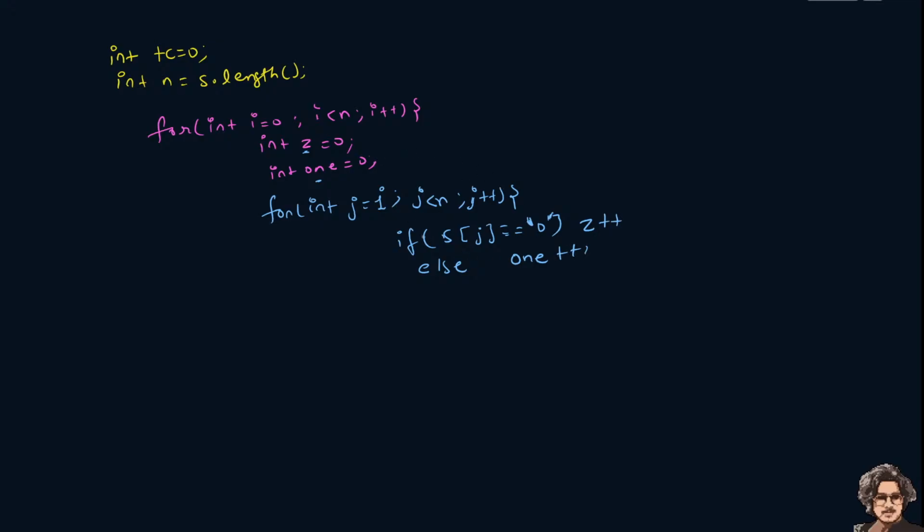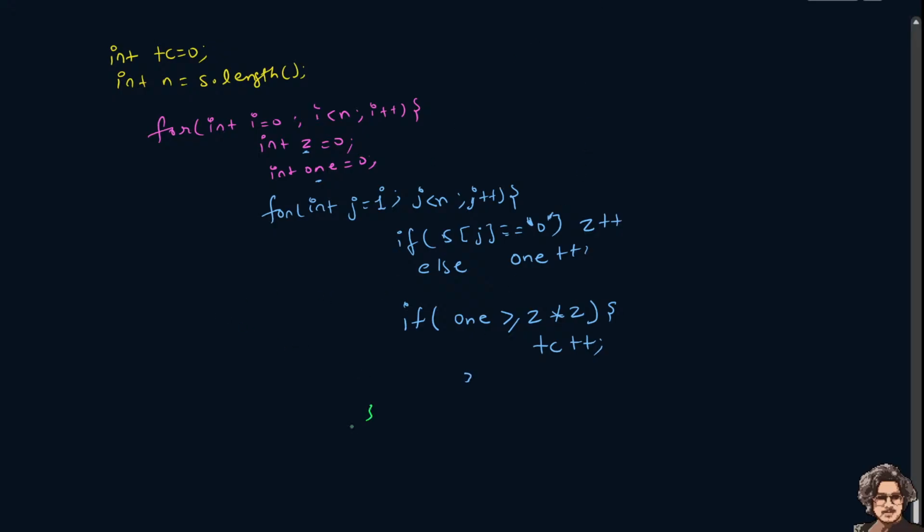Now we have to check the condition. If ones is greater than or equal to zeros squared. We can't write a square like that in C++ code, so for that we do zeros multiplied by zeros, this is also a square. If the condition is satisfied, in that case we do total count++, and finally we return the total count.